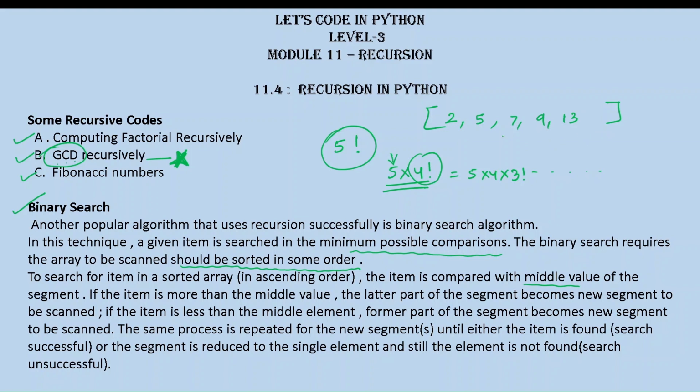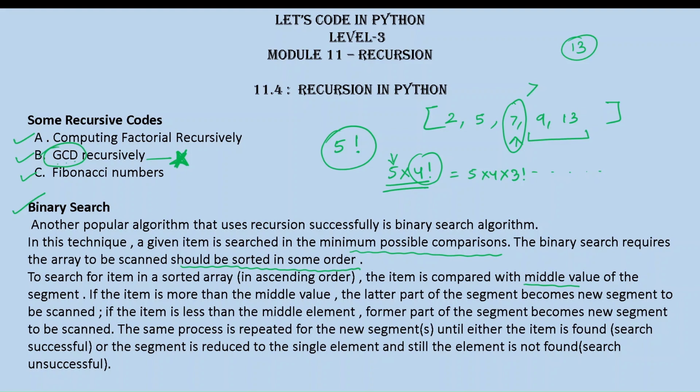So what they are saying is, first of all you find out the middle value, and then compare it with the number to be scanned. Say for example we are going to look for 13. You compare 13 with the mid value, that is 7. So if 13 is greater than 7, that means you only have to concentrate on the latter half.